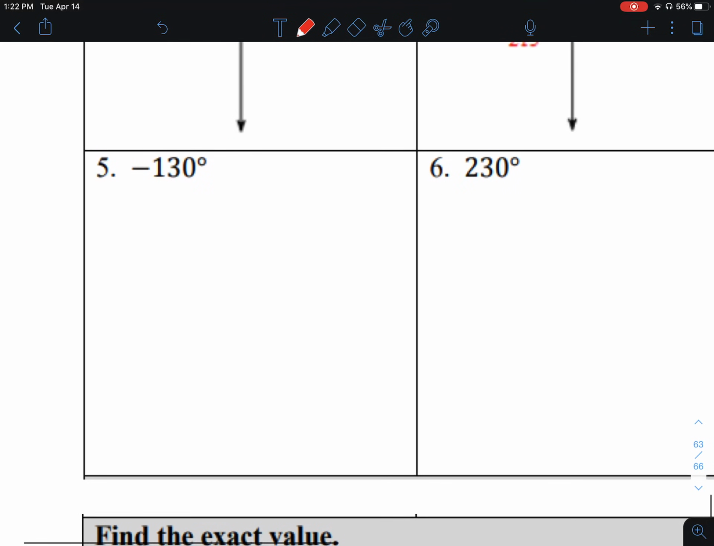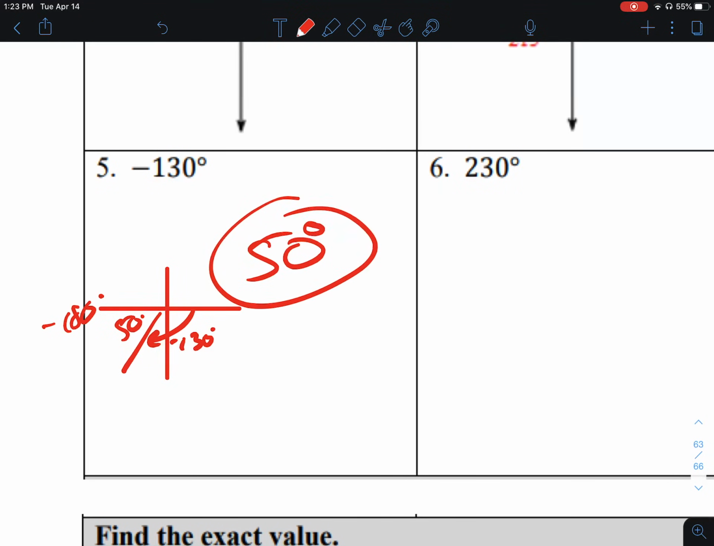Number five, there's no picture. This is negative 130 degrees, so I think we will draw a picture. Negative 130 is going to fall into quadrant 3, making the angle here that remains 50 degrees. Remember, a reference angle is acute, it's positive. So 50 degrees is number five.